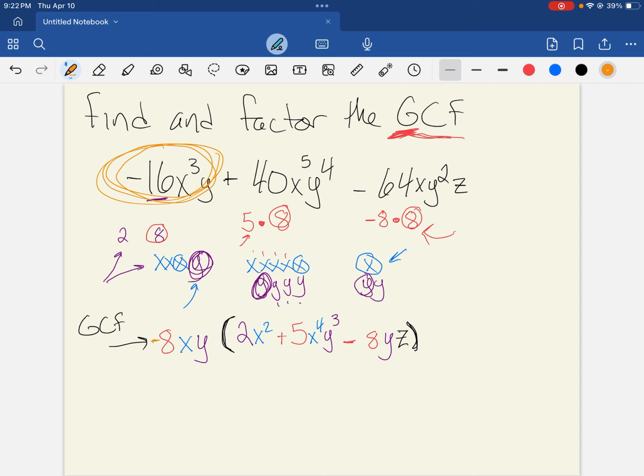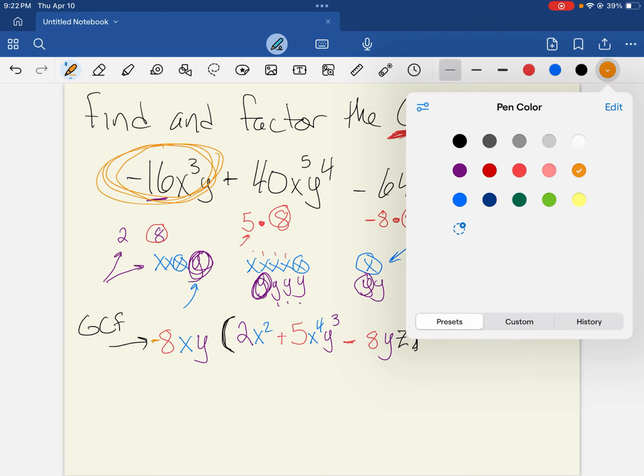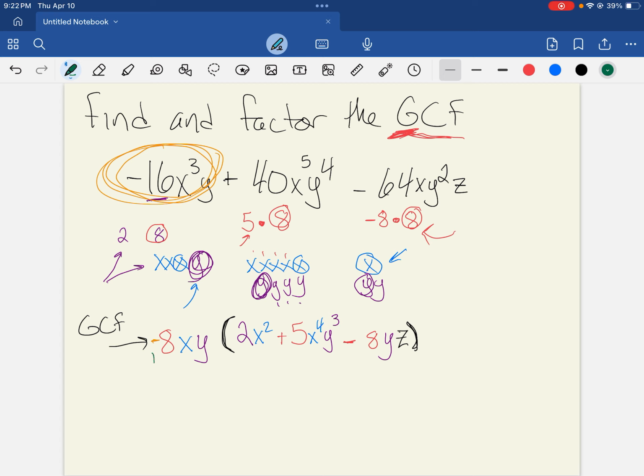This is a really easy and a really subtle mistake to make. You just watched me make this mistake. Now that being said, here's my GCF. Here is that factored piece. So if I were to list what this original thing I wrote factors into, it's going to be negative 8xy times that stuff in the parenthesis.